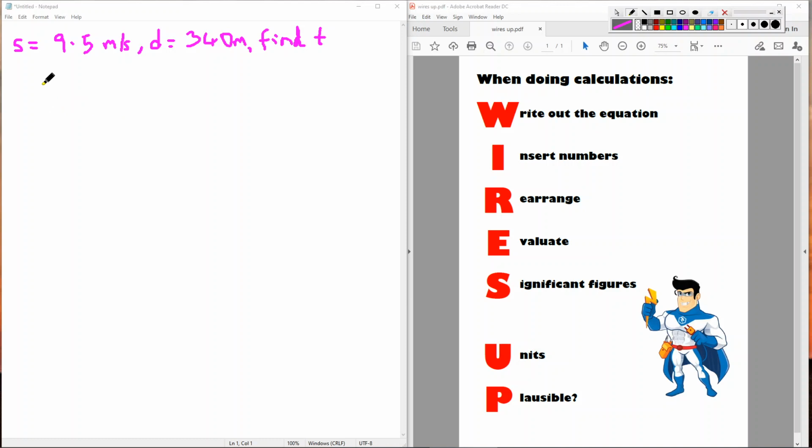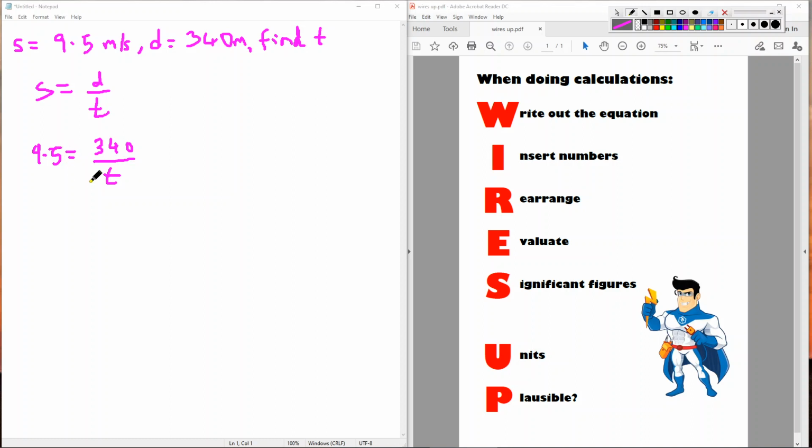So we follow our procedure. W means write out our equation. Speed is distance over time is our equation. We insert the numbers. Instead of S, we write 9.5. Instead of D, we write 340. And time is what we've been asked to find. So we need to rearrange this to make it say T equals.